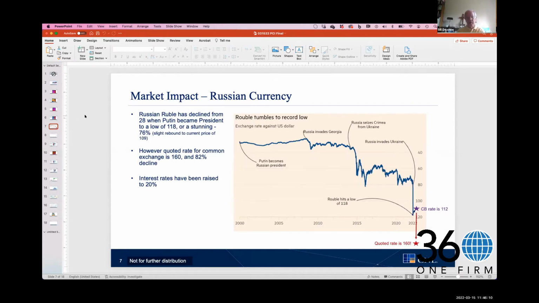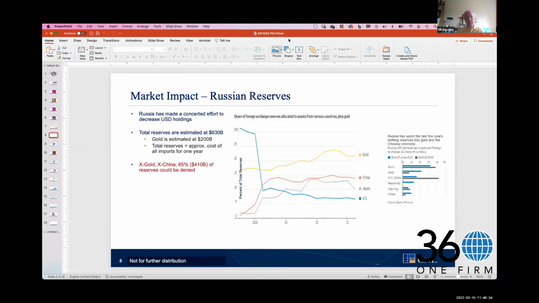As Stephen pointed out a little earlier, the Russian ruble has really collapsed. The quoted rate has gone down to 160. The central bank rate is at about 112. And interest rates have been raised to 20%. To say it's adverse for the Russian economy is totally understated. Next slide, please. We talked a little bit about reserves earlier on.